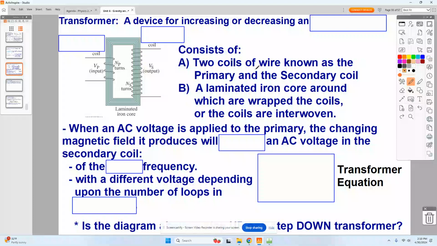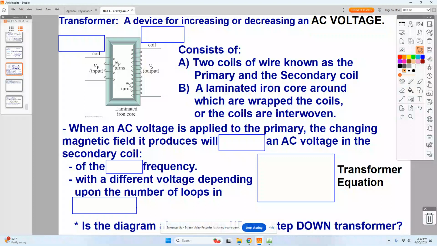We're talking about transformers. Transformers are needed to increase or decrease an AC voltage. These only work for AC. They do not work for direct current. The transformer was the main reason that Tesla and Edison were winning in the current wars.